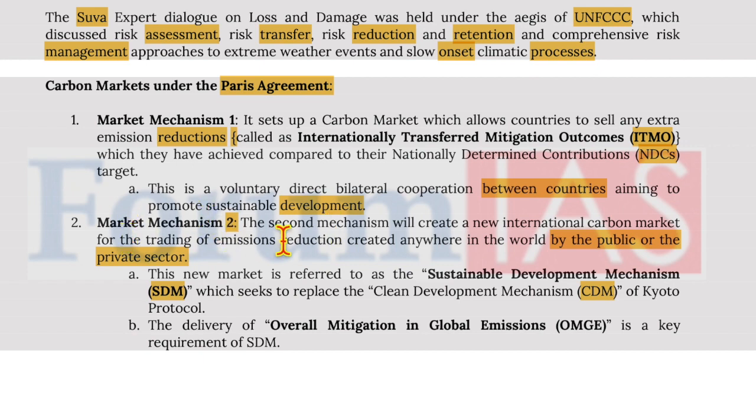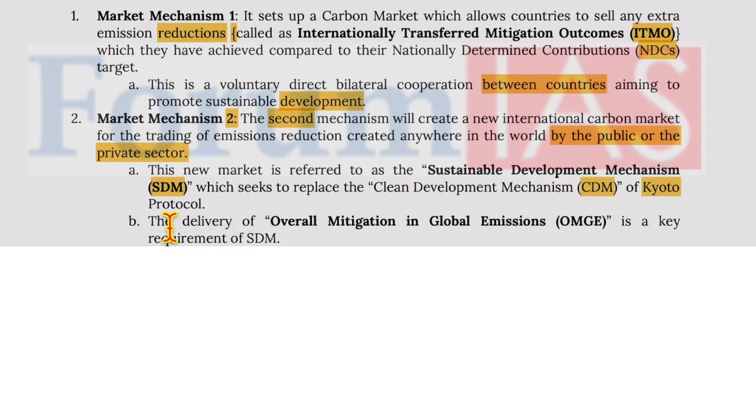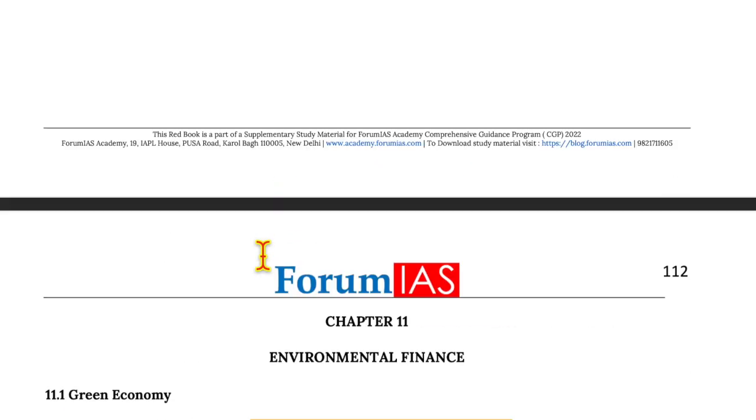Now, Market Mechanism 2 is the second mechanism that will create a new international carbon market for trading of emission reductions created anywhere in the world by public or private sector. This new market is referred to as Sustainable Development Mechanism, which seeks to replace the Clean Development Mechanism of the Kyoto Protocol. The delivery of overall mitigation in global emissions is a key requirement of SDM.